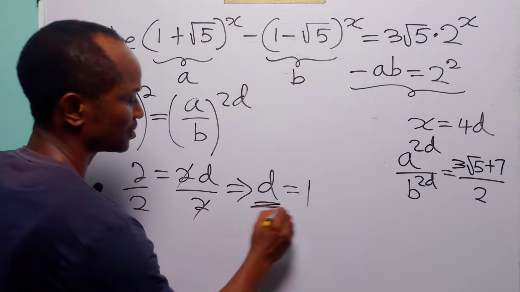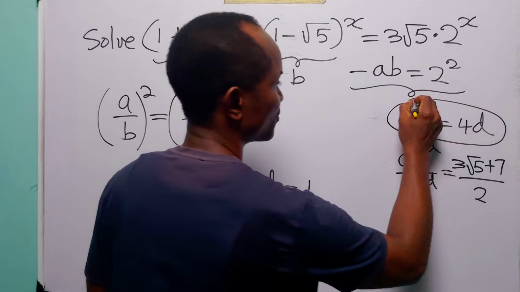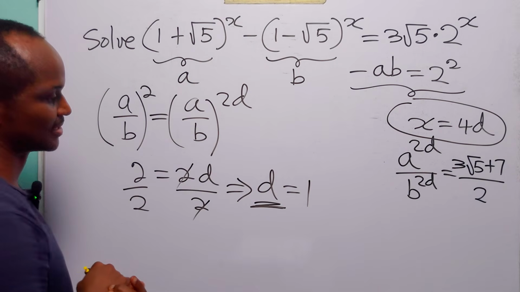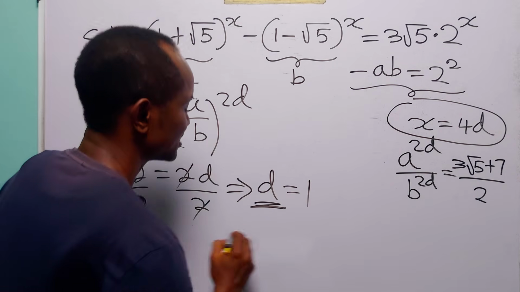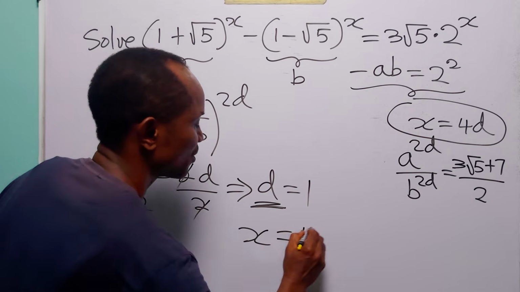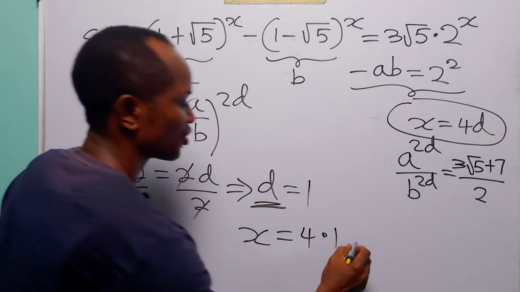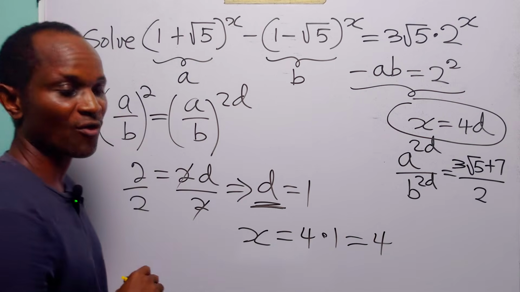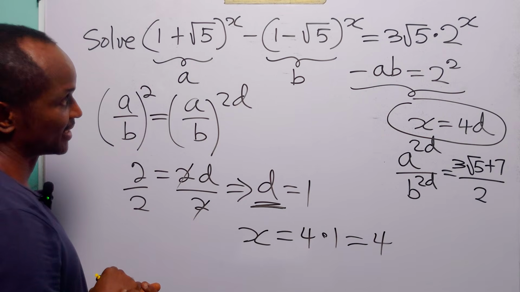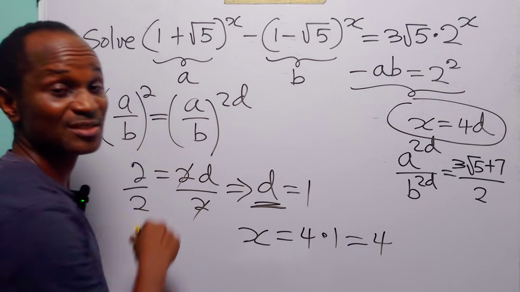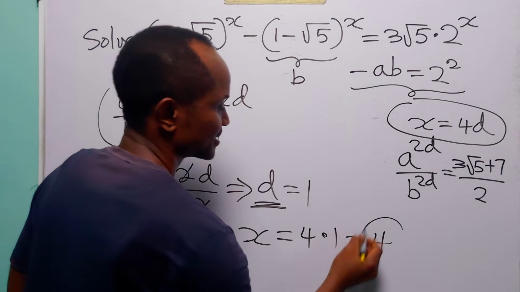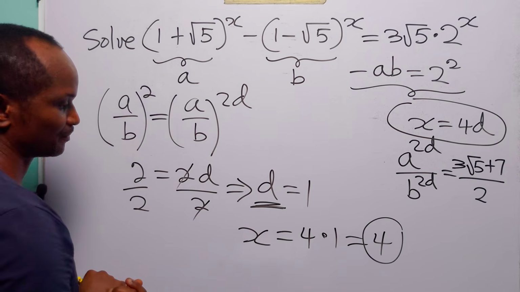Now that we have found d, we go back to this equation to find the value of x. And of course, from this equation, we have that x is equal to 4 times d. That is 4 times 1, which of course is equal to 4. So the value of x that satisfies this exponential equation is x equal to 4.